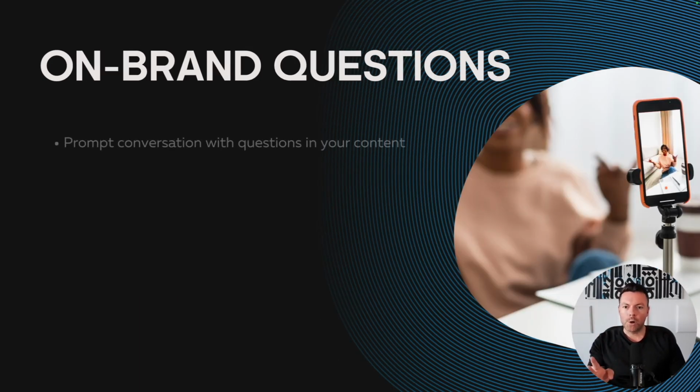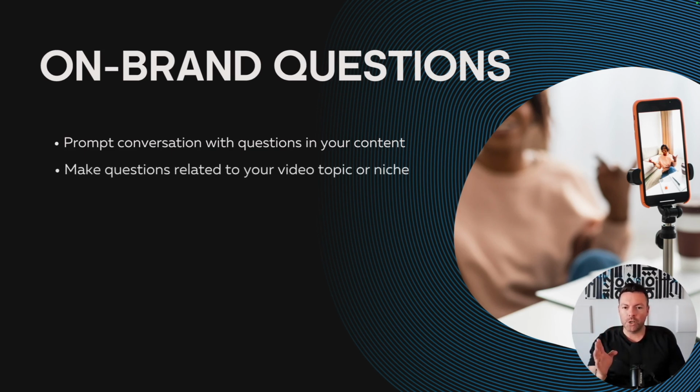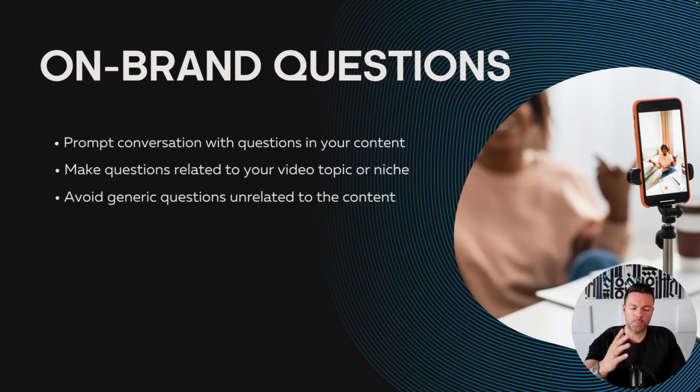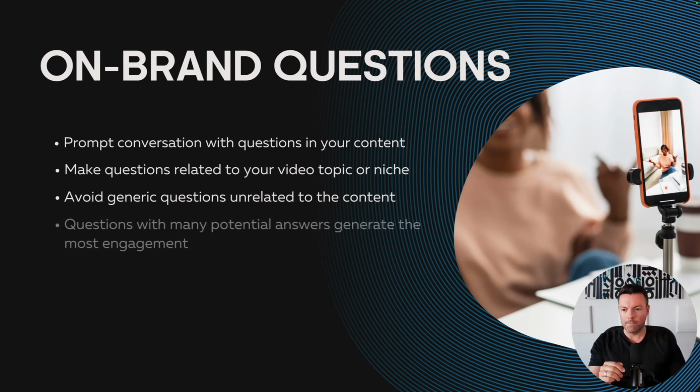Now, on-brand questions. You want to prompt conversation with questions in your content. You could say, have you ever seen this or experienced that or done this before? Has this ever happened to you, et cetera? People say, yeah, totally. They relate to it. It's happened to me before. It was crazy. Okay. Make questions related to your video topic or your niche and avoid generic questions unrelated to your content. So make sure everything flows properly and you have that congruency as well.